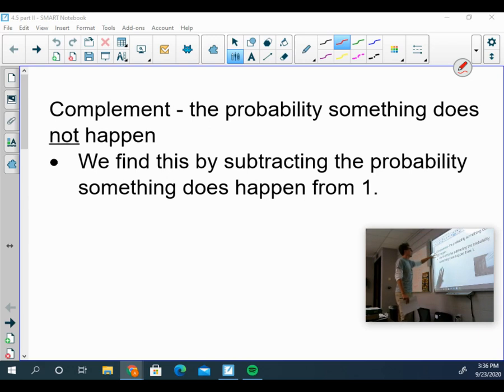This is called the complement. The complement is the probability something does not happen. I do want you to write this down. We find this subconsciously by subtracting the probability something does happen from 1. You subconsciously said, well, if there's a 40% chance it rains and there's a 100% chance together of it raining and not raining, 100 minus 40 is 60, therefore there's a 60% chance it doesn't rain. You calculated the complement in your head. It's the probability something doesn't happen. And again, the probability of something happening and its complement should always add up to 1 or 100%.